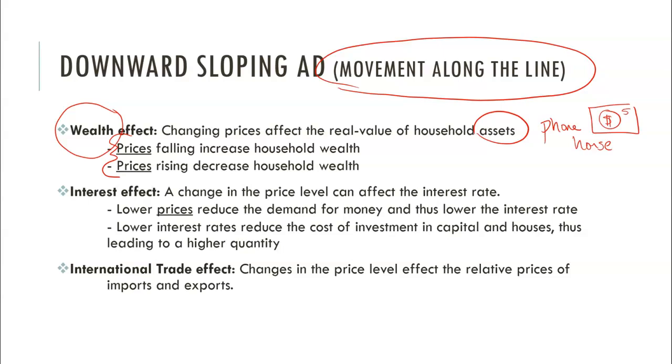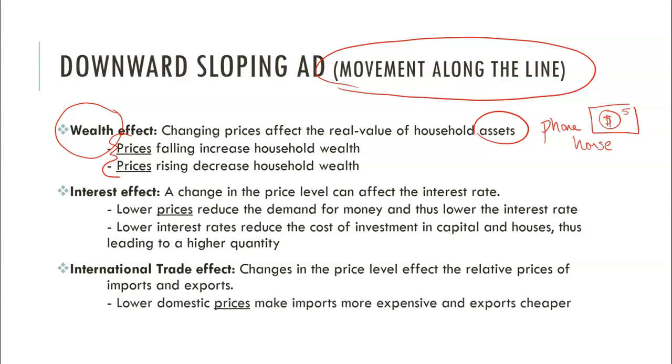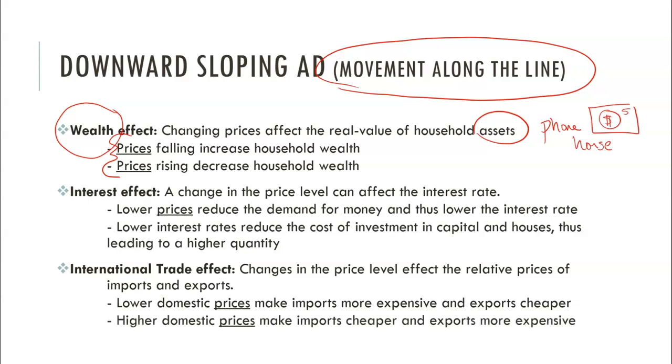There's also the international trade effect. So we've got changes in the price level affecting the relative prices of imports and exports. Lower domestic prices make imports more expensive and exports cheaper. Higher domestic prices make imports cheaper and exports more expensive. So when we're talking about movements along the aggregate demand curve, we're only referring to things that change the price.